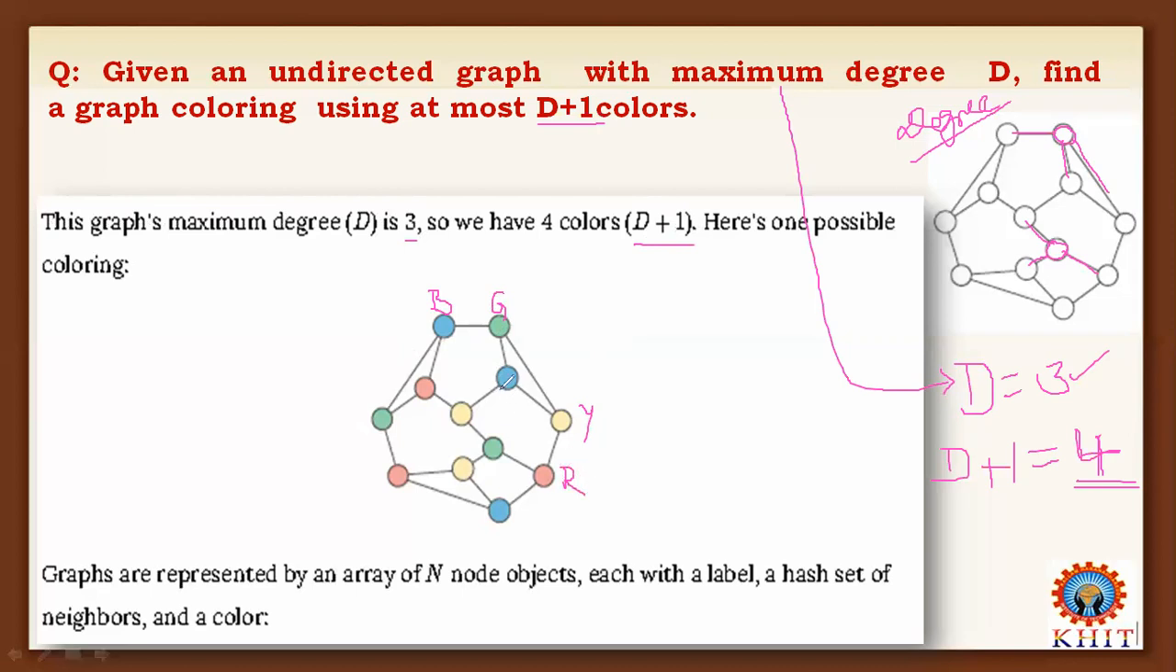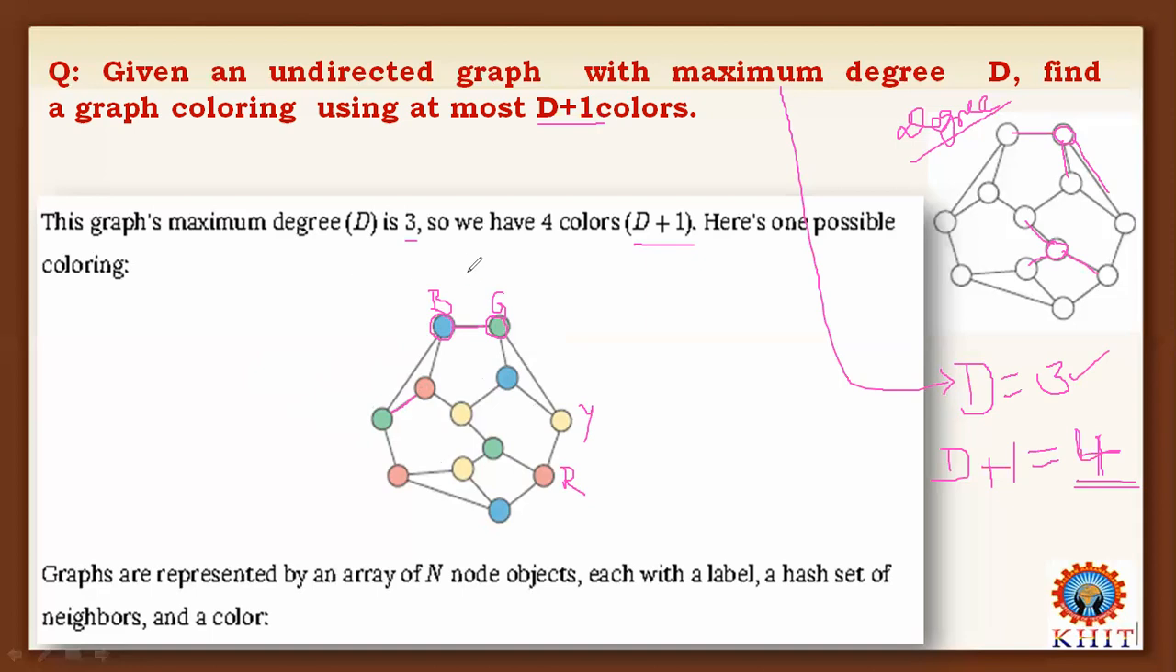If you consider the adjacent vertices in the given graph, no two adjacent vertices should have the same color. That means if you consider any two vertices, those two vertices should not be colored with the same color. If you consider this edge, this vertex is colored with blue and this vertex is colored with green. Like that, if you observe any vertices, no two adjacent vertices have the same color.